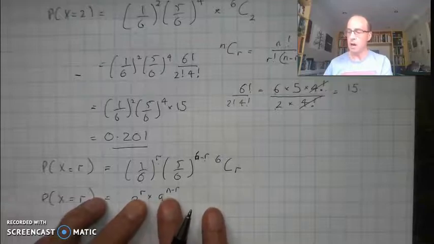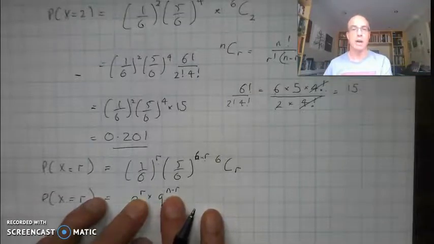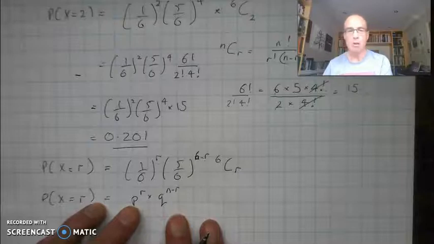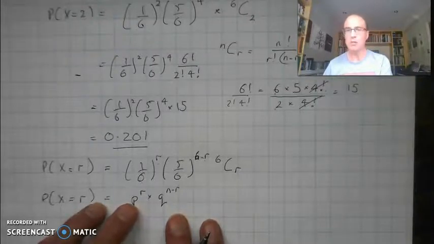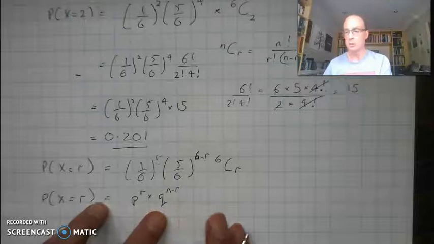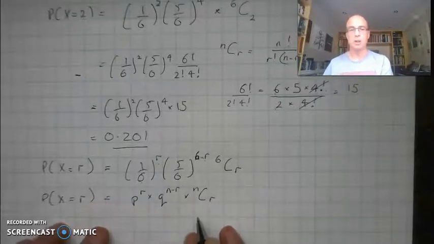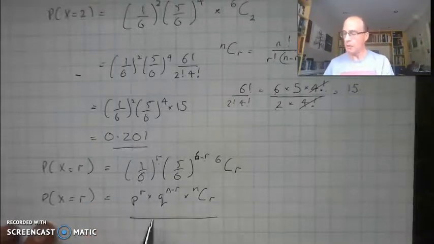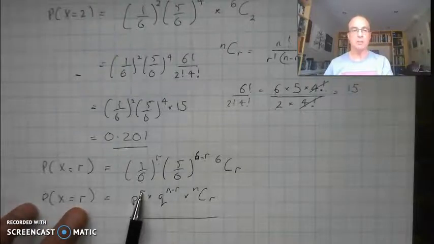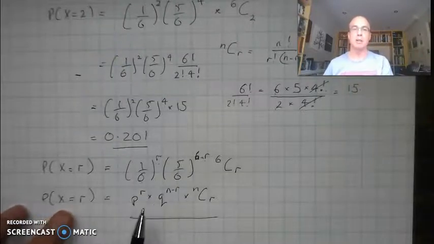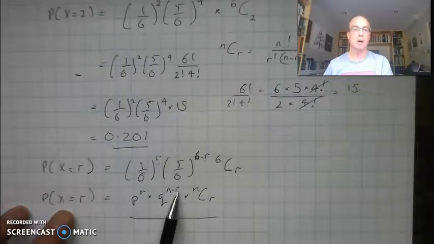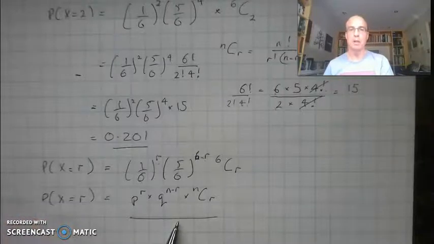So again, I've got r, if I add it to n minus r, I've got my n trials. So r successes, n minus r failures, and I need to multiply that by my n choose r. So if I've got my n trials, I'm looking for the probability that I get r successes. I can put this into my calculator. I know p, I know q, I know r, and I know n. I can work out my binomial distribution. The good news is my calculator can do it for me.